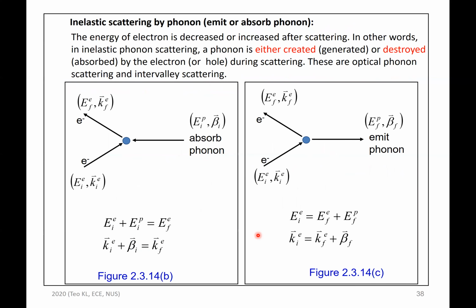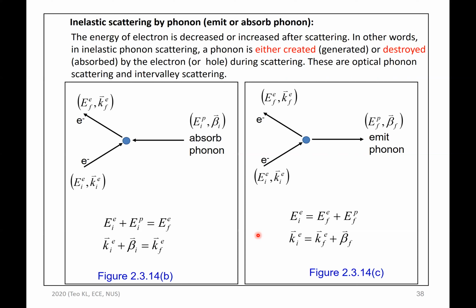Now, scattering by optical phonon is inelastic. The energy of the electron can decrease or increase after scattering. So when a phonon is created, we call that the generation of phonon. That is emission of phonon. When the phonon is absorbed by the electron during the scattering, we call that the annihilation of the phonon, or the phonon is destroyed.